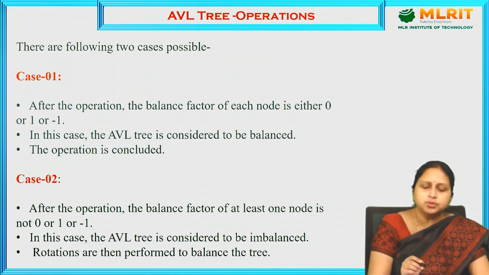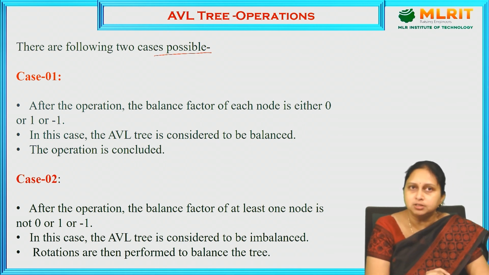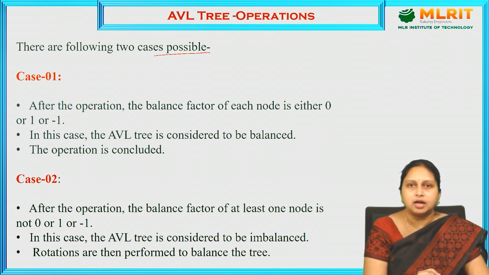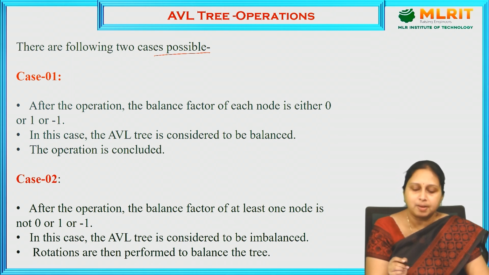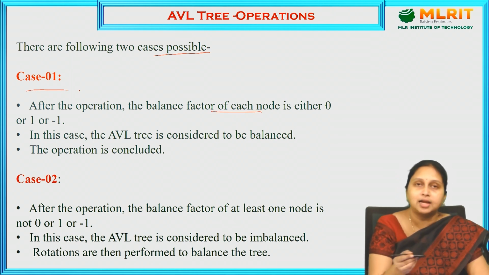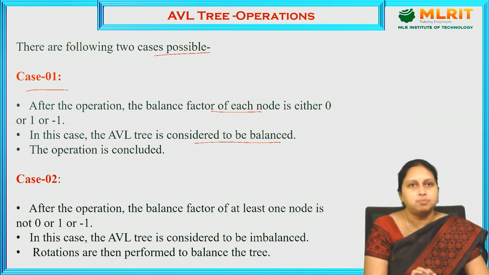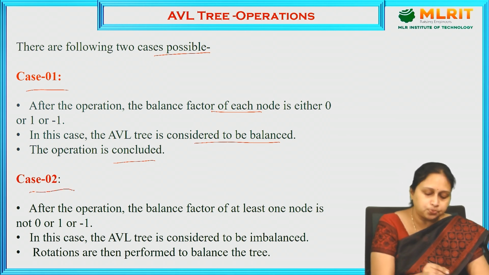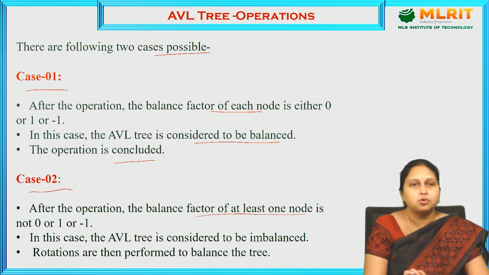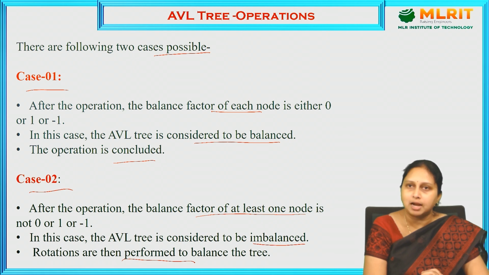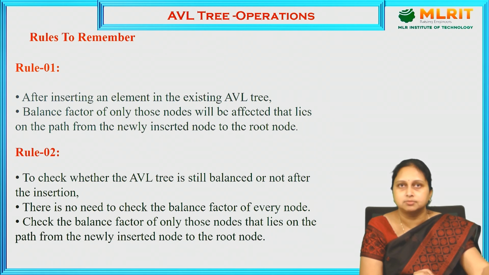There are the following two cases that must be possible for AVL trees. One is balancing, another one is imbalancing. For case 1, if the balance factor is 0 or 1 or -1, the AVL tree is said to be balanced. The operation is completed or closed. In case 2, if the balance factor is not 0 or 1 or -1, in that case we can say it is imbalanced, and we need to perform the rotations to make the tree balanced.